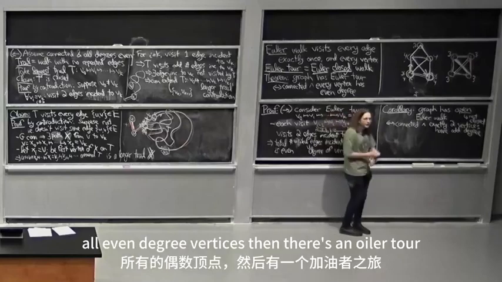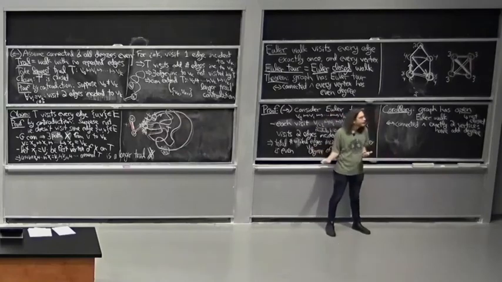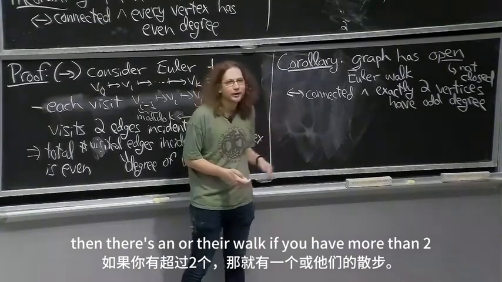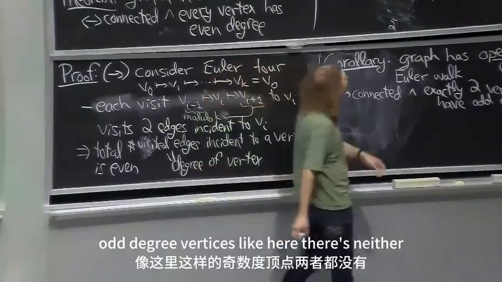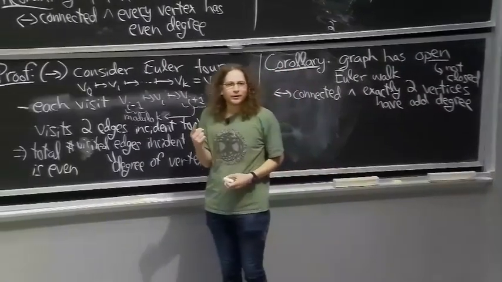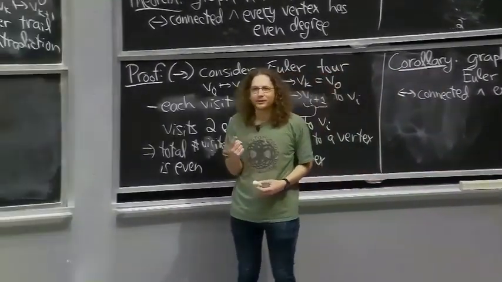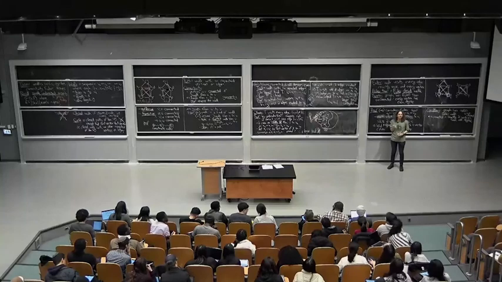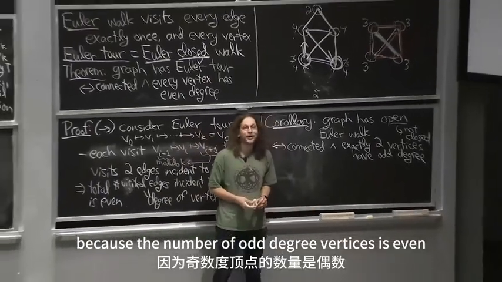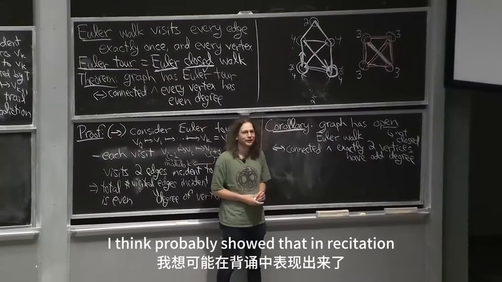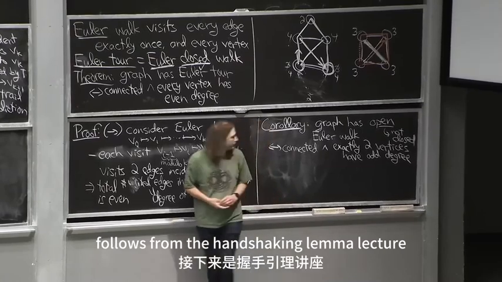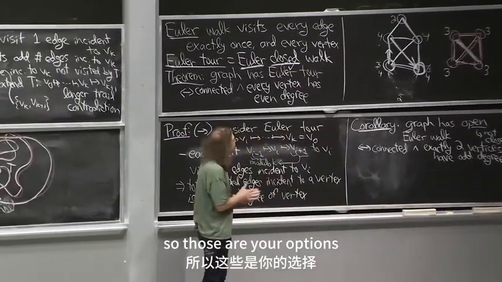So if you have a graph with all even degree vertices, then there's an Euler tour. And if you have a graph with 2 odd degree vertices, then there's an Euler walk. If you have more than 2 odd degree vertices like here, there's neither. What if I have 1 odd degree vertex? That's impossible, because the number of odd degree vertices is even. I think you probably showed that in recitation, or even lecture, I don't forget. It follows from the handshaking lemma from lecture. So those are your options.